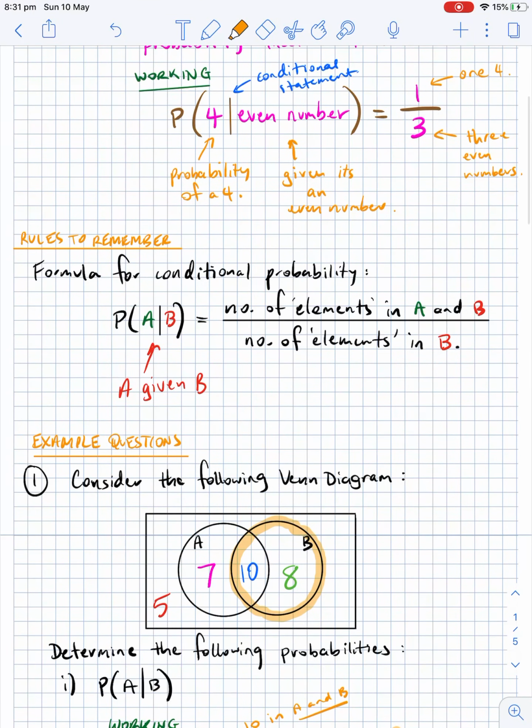Now, when you're dealing with these conditional probability questions, this is a nice general formula that you can use. The probability of A given B, that's how we say it. We're given B, that's our condition. Up the top is going to be the number of elements in A and B. And then down the bottom is going to be the number of elements in B, because we're only concerned about how many different things are in B, because we're definitely given B.